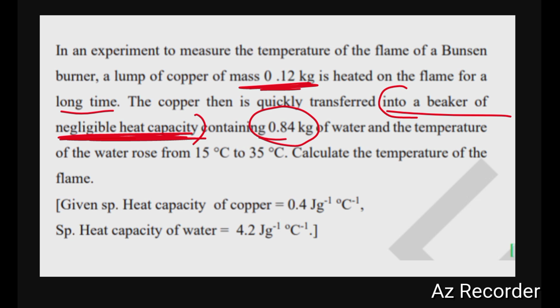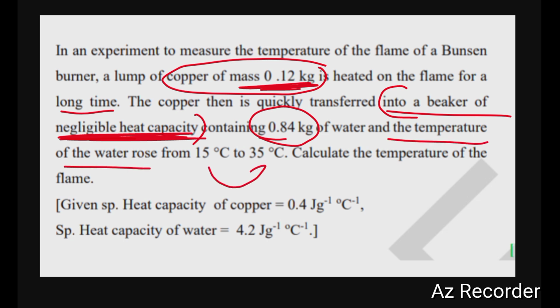So here the mass of copper is 0.12 kilogram and the mass of water is 0.84 kilogram, and the temperature of the water rose from 15 degrees Celsius to 35 degrees Celsius, which means that the final temperature of the mixture is 35 degrees Celsius. The water, which was initially at 15 degrees Celsius, has gained some energy to convert its temperature from 15 degrees Celsius to 35 degrees Celsius.